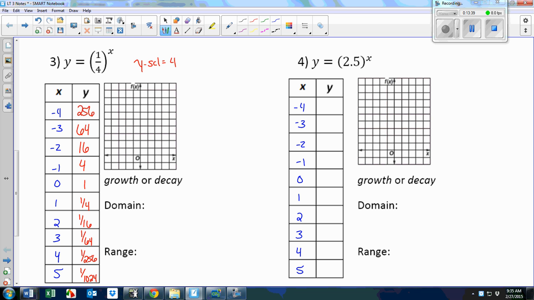So -1, 4 is easy to graph. -2, 16 would be up 4, 8, 12, 16. Is 64 going to fit? 20, 24, 28, 32, 36, 40. No, so it's not going to fit. 0, 1 would be about there. 1, 1/4 is now so close to the x-axis you can't distinguish. 2, 1/16, etc.